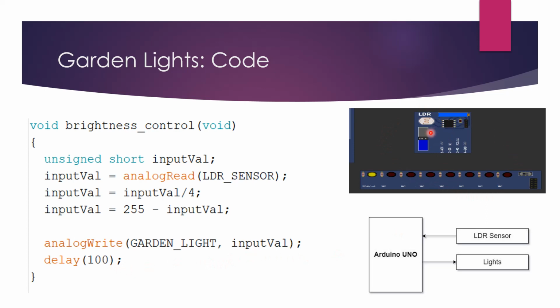This here is the garden light setup. This is the LDR sensor, and this one's the LED light which we use for simulating our garden light. This is a block diagram. The LDR sensor indirectly controls the lights with the help of the Arduino microcontroller.